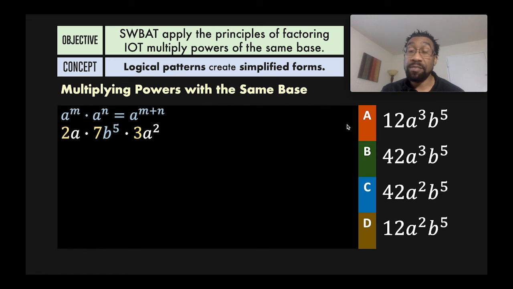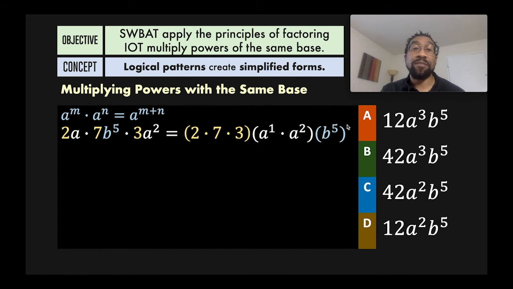And so let's continue to work this problem out. We're going to rearrange the terms, put all the coefficients together, put all the variables together. So we got 2 times 7 times 3. Next, we have a to the first power times a to the second power. Even though there was no exponent on a, that exponent by default is 1. And then we're going to tack on b to the fifth at the very end.